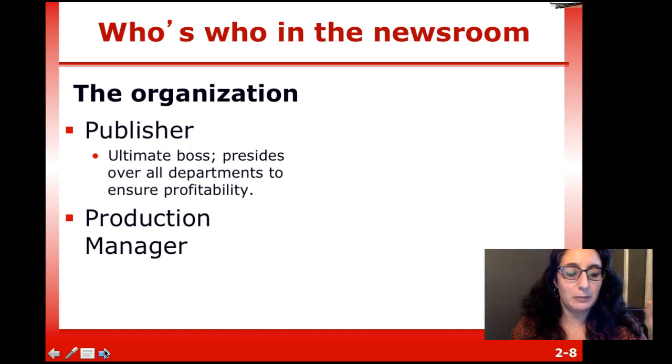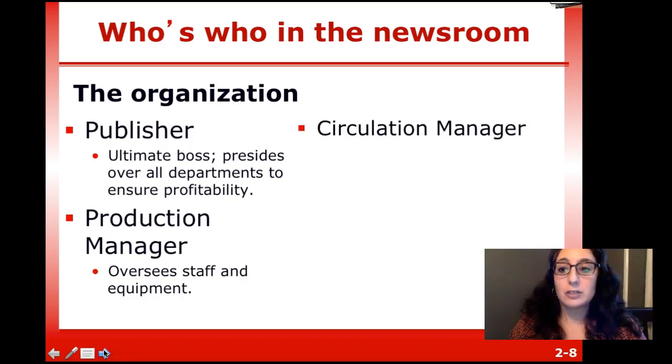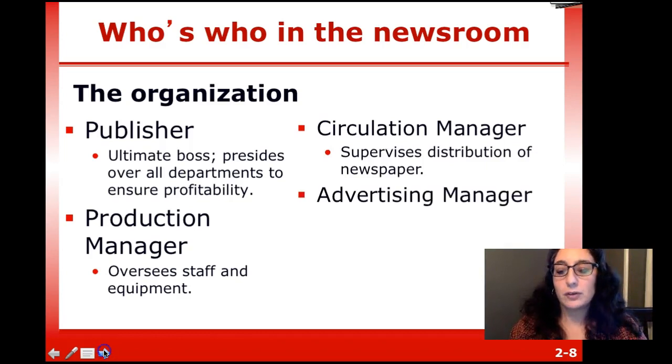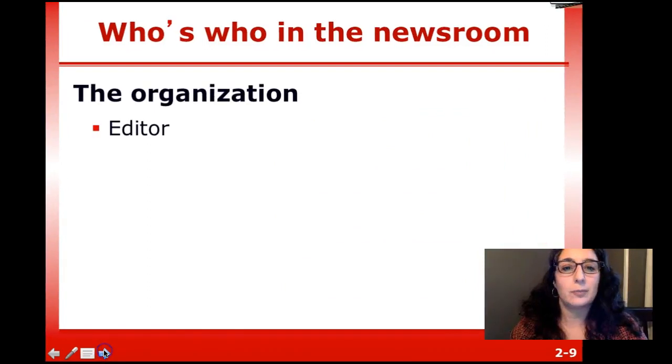Bottom line. He cared about the bottom line. Production manager oversees staff and equipment. Circulation manager oversees distribution of the newspaper, advertising, would coordinate sales and production of classified and display ads.